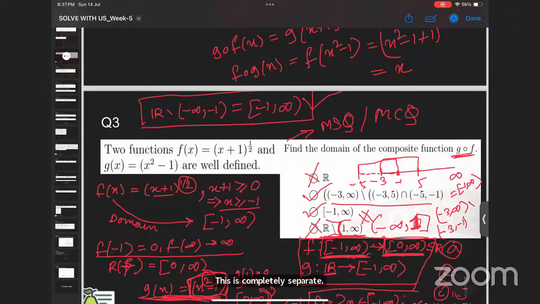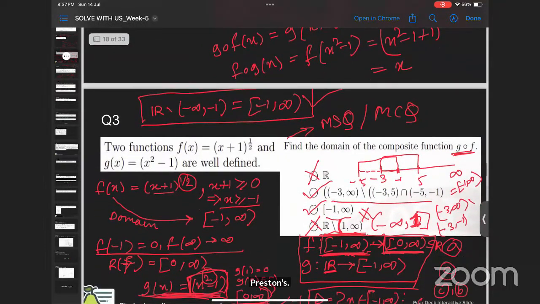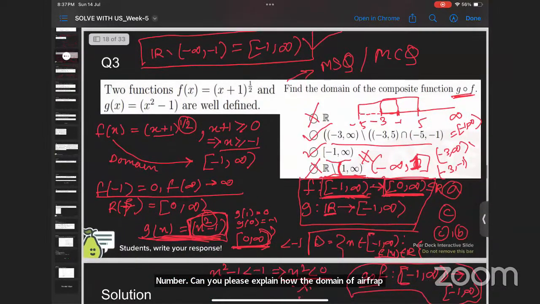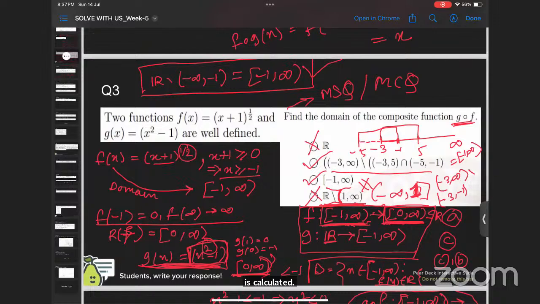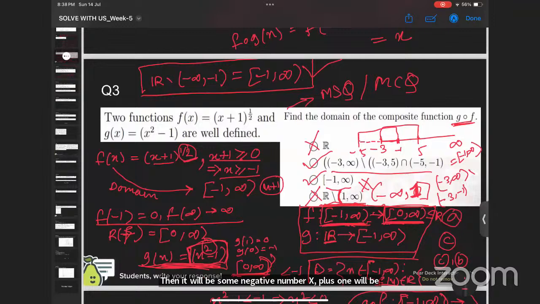Any other questions? No, ma'am. Thank you. Ma'am, can you please explain how the domain of f of x is calculated? Why can't it be -2 or -3, something like that? Because we have the exponent as half. If x plus 1 is not greater than or equal to 0, then it will be some negative number, and in that case it will be complex. But here we are just working with the real number system, so we will not consider complex numbers here.